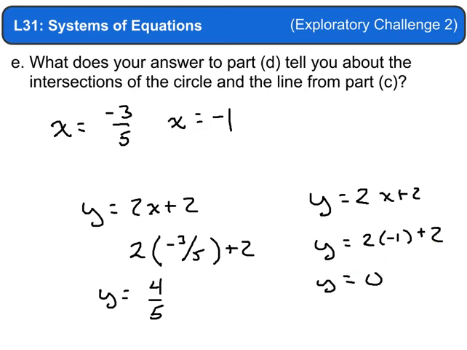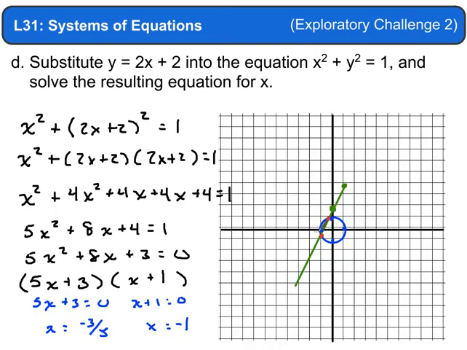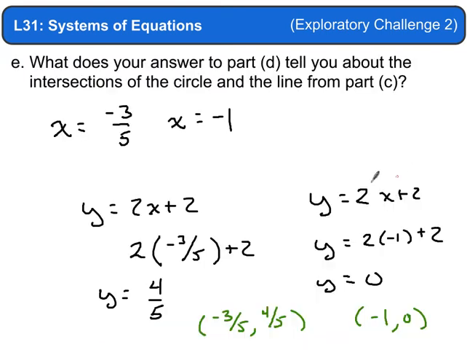So what have I learned? That my intersection points are at negative 3/5, comma 4/5, and negative 1, comma 0. That is where my circle intersected both here. You can see this is there and then we got one over there. Now, of course, the algebra is very important because you wouldn't have guessed negative 3/5 and then 4/5 and then negative 1 and then 0.